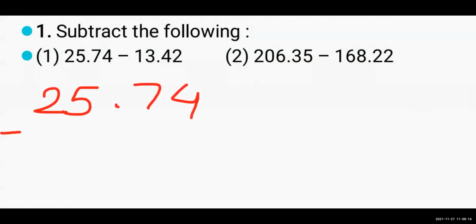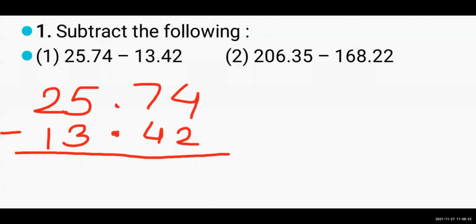The first question is 25.74 minus, point under point, then 3, 1, then 4, 2. Chalo, start doing. It is subtraction, okay? It is not addition, so don't sit and add. All the steps are the same. Instead of plus, it is minus.